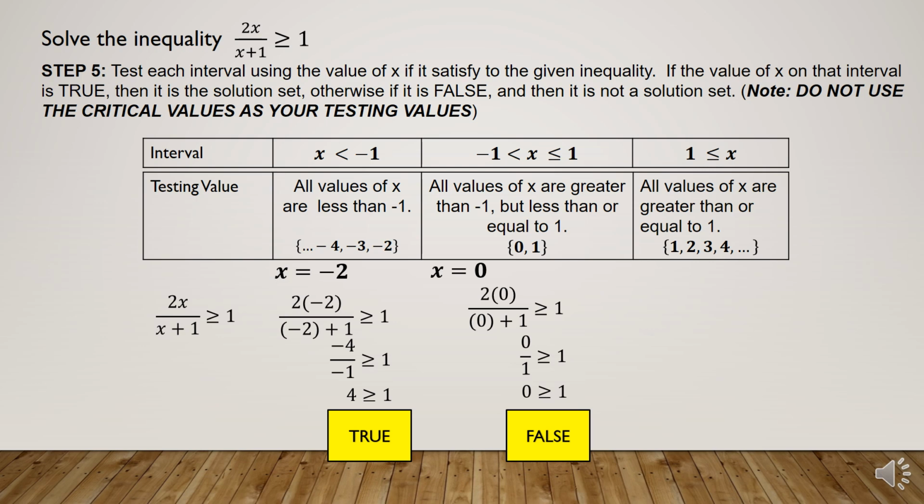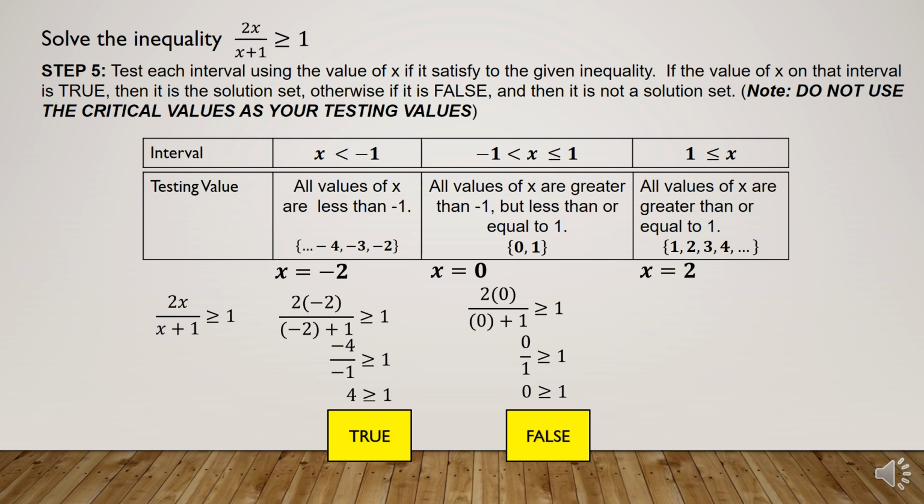So let us now proceed to the third interval, which is 1 is less than or equal to x, or x is greater than or equal to 1. It means we can use all the values that are greater than 1 or equal to 1. But again, since positive 1 is a critical value, we cannot use that as our testing value. So in my example, I choose x is equal to positive 2.